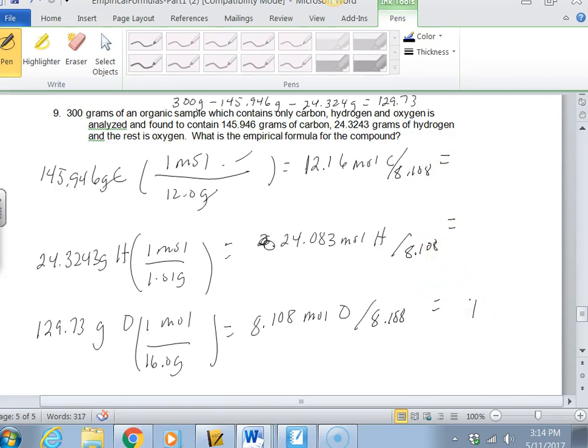That's 1. 24.083 divided by 8.108 is 3. And 12.16 divided by 8.108 is 1.5. So multiply by 2. Gives 3 for carbon, 6 for hydrogen, 2 for oxygen, so we get C3H6O2. Final answer.